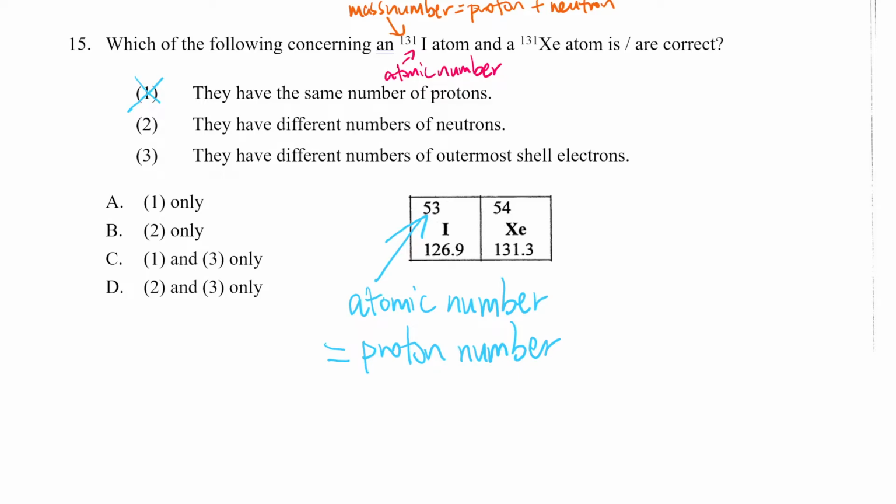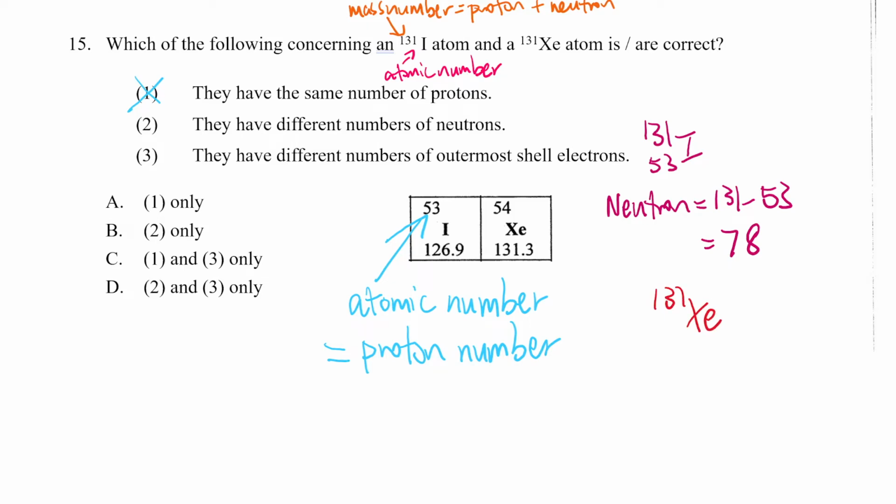Because we could see that for iodine, for example, let me represent it this way. The mass number is 131. The proton number is 53. So the neutron number would be simply 131 minus 53, which you will get 78. And how about for the other, xenon? Yep, you could do the same thing. For xenon, you can again write down the mass number, and this time it has an atomic number of 54. So the number of neutrons for this would be 131 minus 54, which is 77.